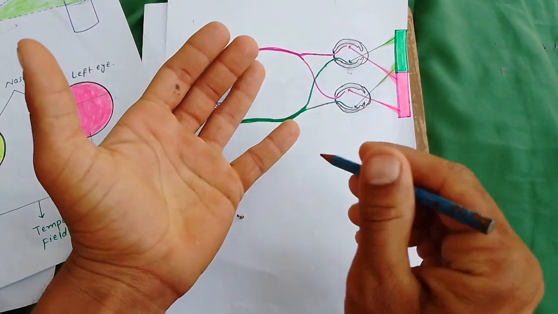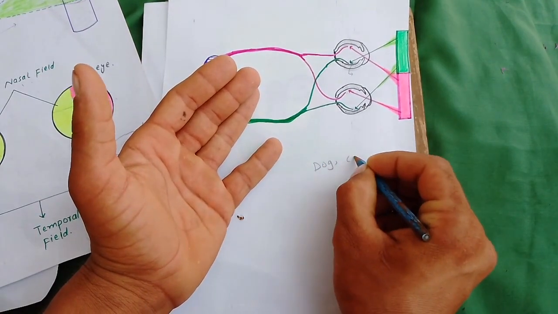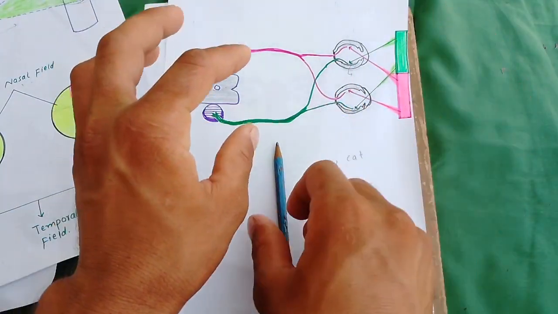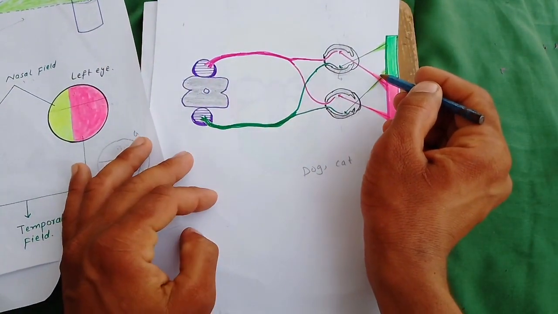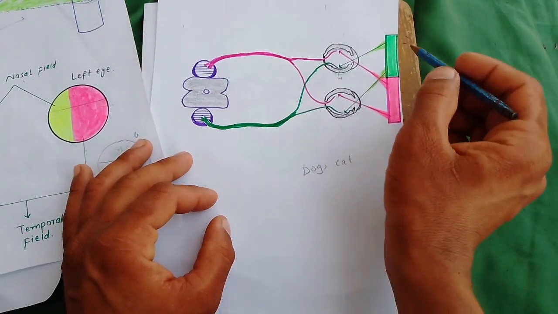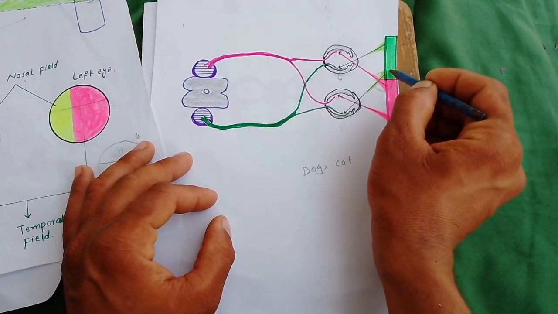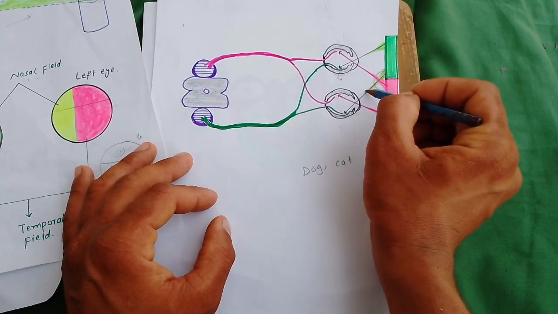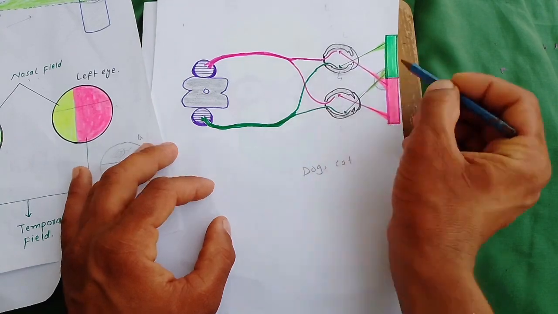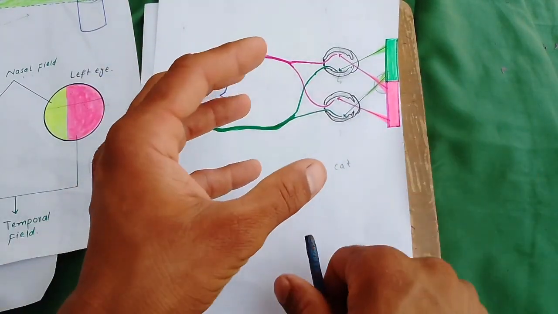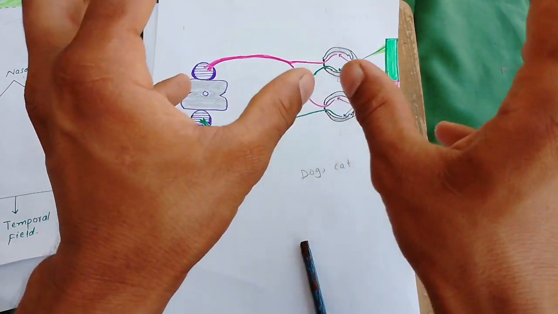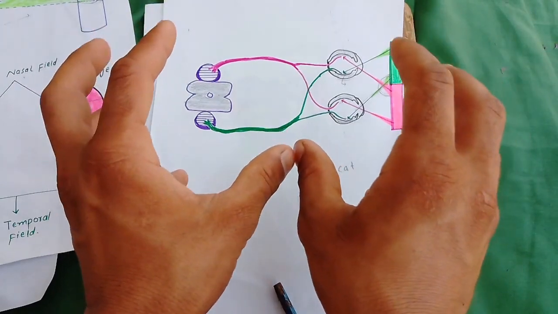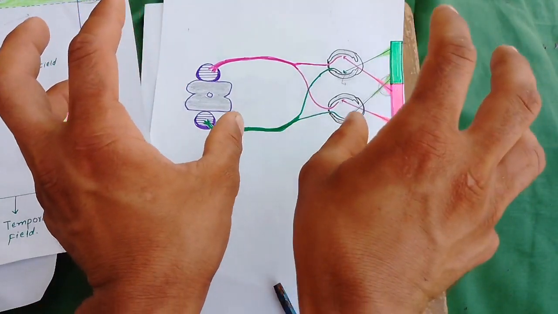But in dog, cat and other animals, the eye is placed differently. Human beings combinedly see this area. This area is seen by both eyes. This eye sees this area, and this eye sees this area. But in cat, dog and other animals, each eye sees a separate part, because the eyes of the cat and dog are placed laterally.